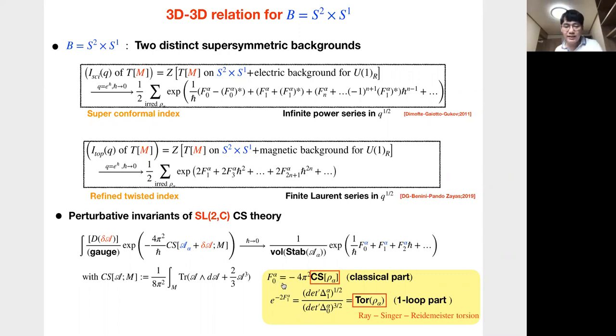Obviously, the classical part is nothing but the evaluation of the classical action on this flat connection. This is the Chern-Simons functional of a flat connection. And the one-loop part is the so-called Ray-Singer torsion, which can be given by some determinant of the Laplacian. This is a very well-known topological invariant called the Reidemeister torsion. And we can also consider higher-loop invariants, which are given by Fn.